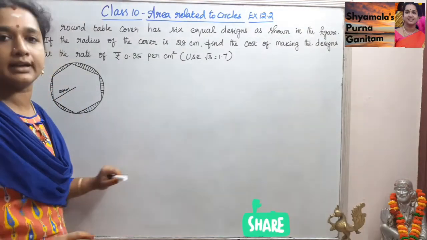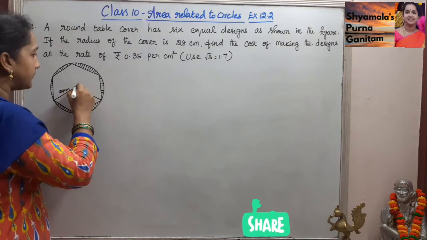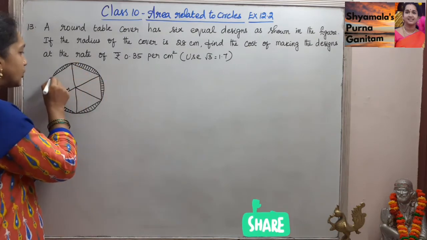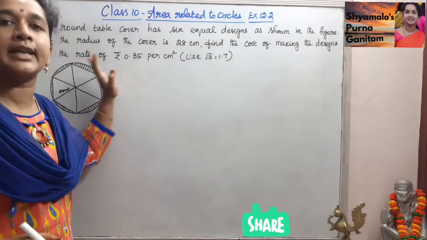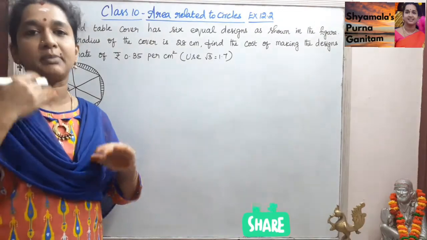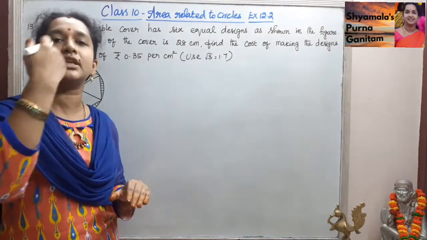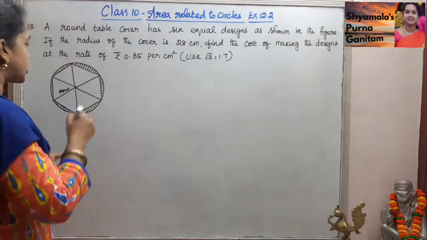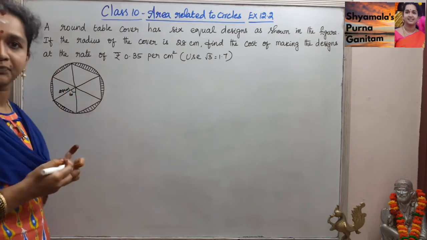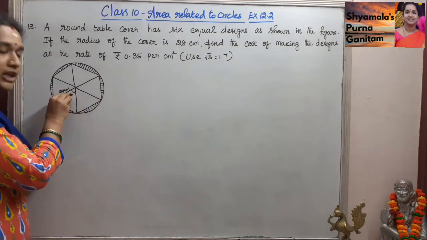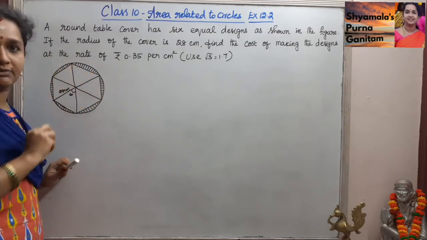So for finding that area, we will divide this circle like this. So we will get 6 equal sectors. Total angle is 360 divided by 6, so 60 degree. So each angle here will be 60 degree. Like this we will find the area of the sector, into 6 will be the full area we will get.